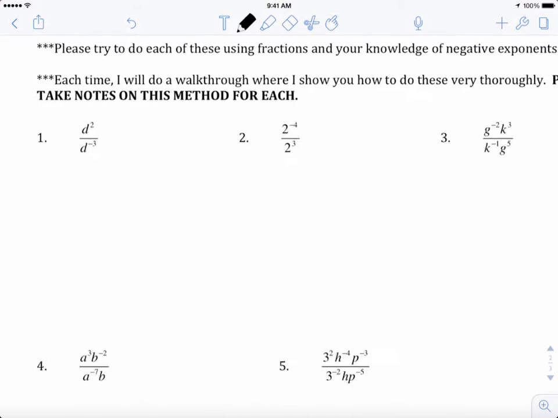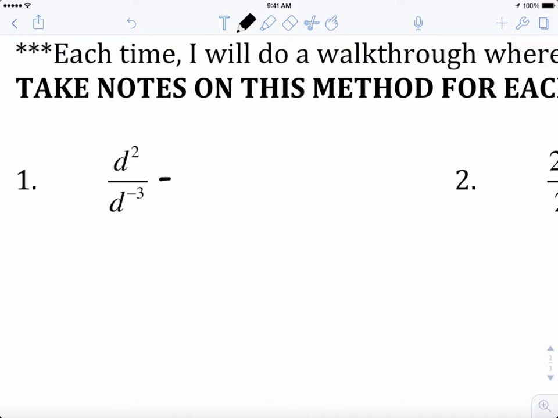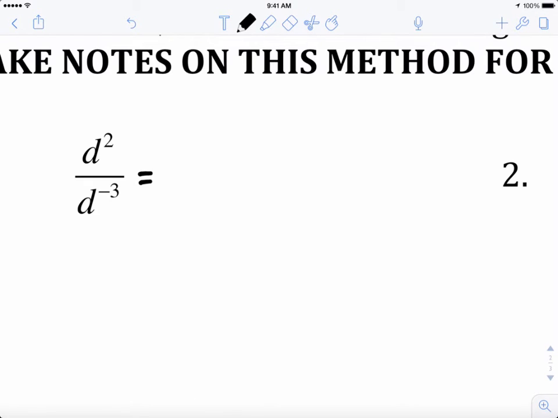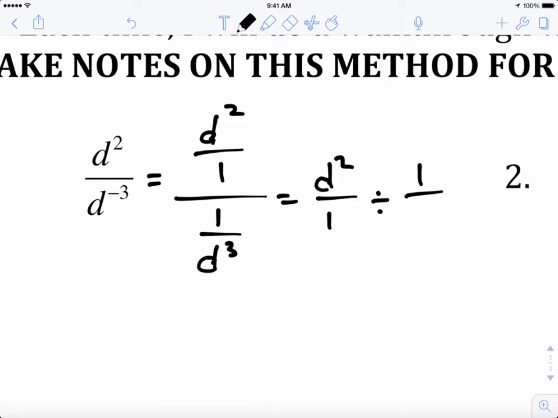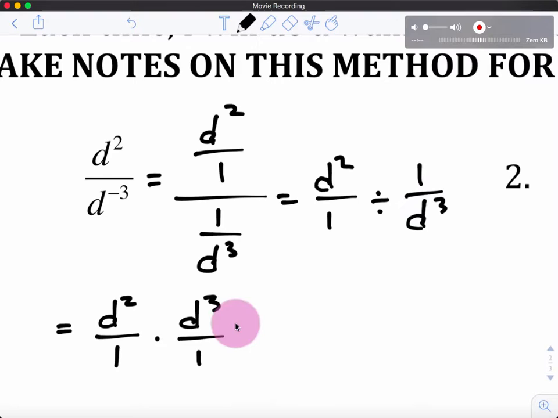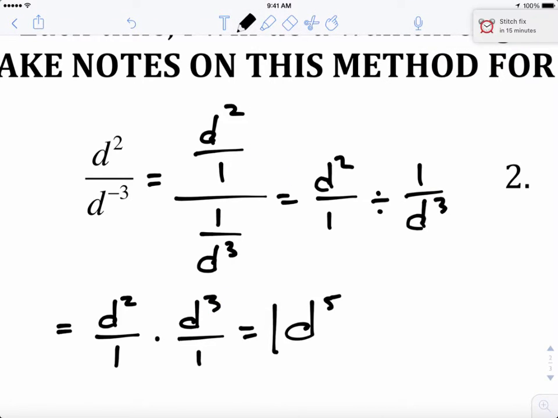Okay, so for our first example, I'm thinking, all right, we've got division. Let's write everything with positive exponents. So I'm going to preemptively write our numerator as d to the 2nd over 1, and our denominator will be 1 over d to the 3rd. I know that this is actually a fraction division problem in disguise, and I know how to take care of fraction division problems. I'm going to take d to the 2nd over 1 and multiply it by the reciprocal of this, namely d to the 3rd over 1, for a grand total of d to the 5th power.